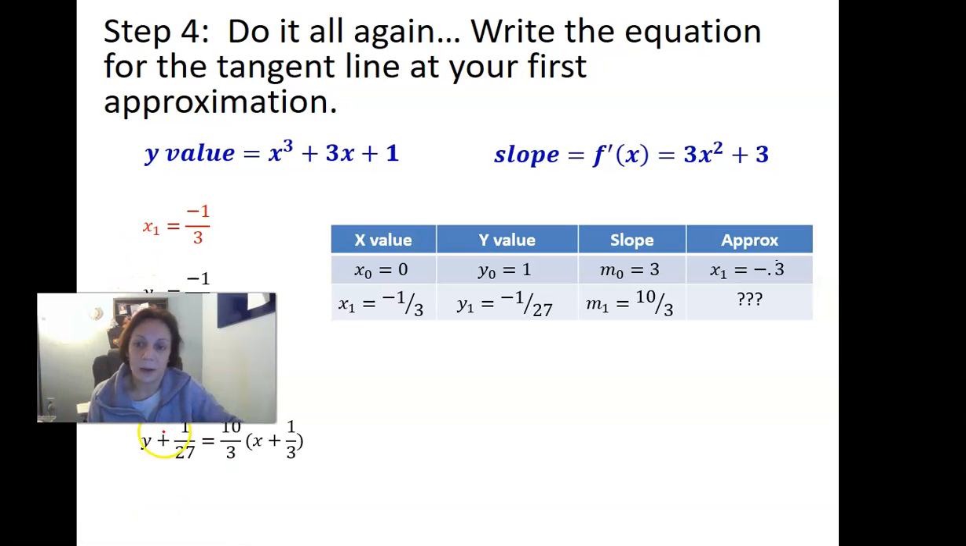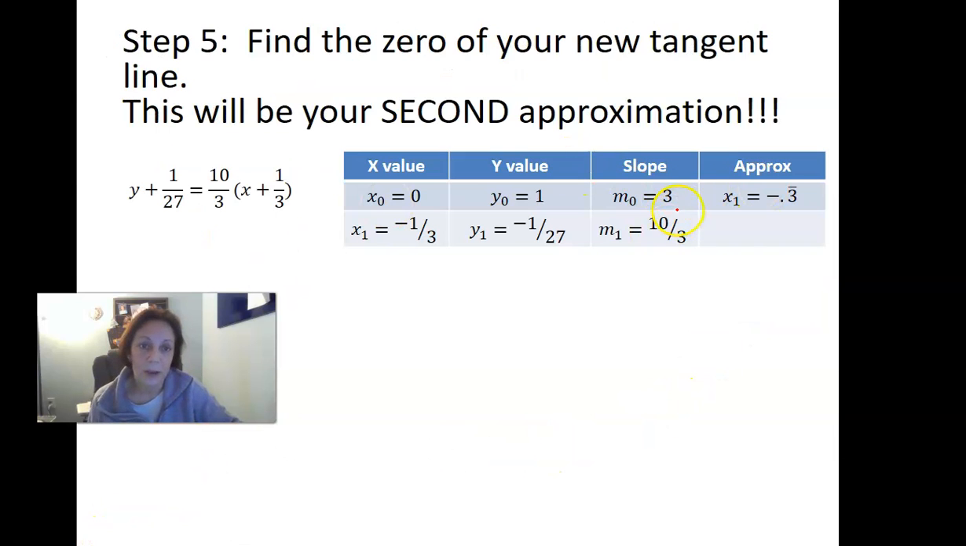So let's see. Here's my tangent line, right? Point slope form. Y minus the y value, so since my y value was negative, it's going to become a plus in the equation, equals my slope times the quantity x minus the x value. So again, negative x value turns into a plus here. So I'm going to take this, set it equal to 0, and solve it to get my second approximation.